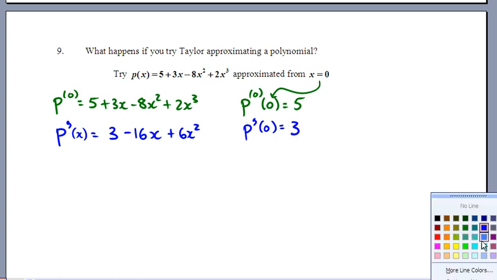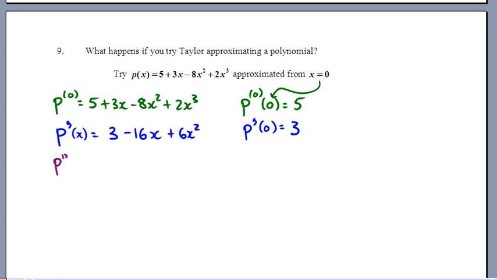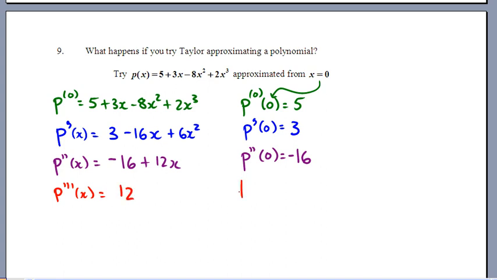Okay, next derivative. Let's do the second derivative. I take another derivative, I get negative 16 plus 12x. And now I'm going to evaluate that second derivative at my nice x value. I end up with negative 16. Okay, let's go a little further. Let's do the third derivative. The third derivative would be 12. I'm now going to evaluate that third derivative at 0. Kind of a weird thing to say because it doesn't even have x's in it, but you definitely get an answer of 12.